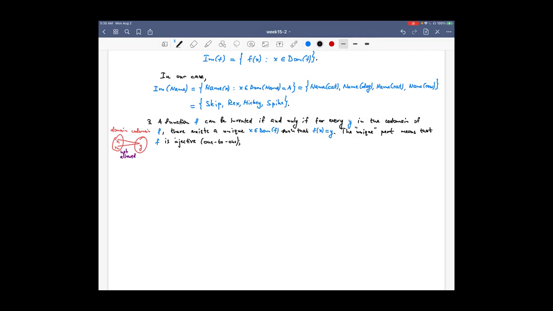Now, the exists part means that f is surjective, which we used to call also onto, i.e. that the image of f is all of the codomain.